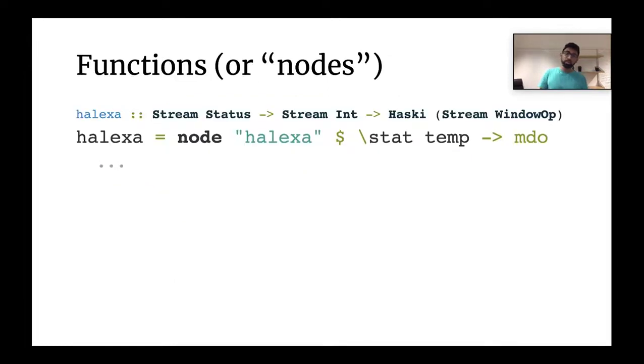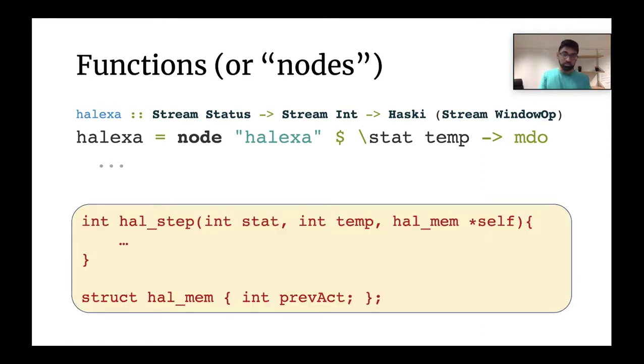And the final thing I want to mention about that example is the node combinator. The node combinator is actually quite interesting because it takes a Haskell function and transforms it to a C function. So over here it's taking this function, which defines Alexa, and it generates a HAL step function, similar to the step function I showed you earlier, which once again receives similar arguments and produces similar output and some bookkeeping arguments which are used internally.